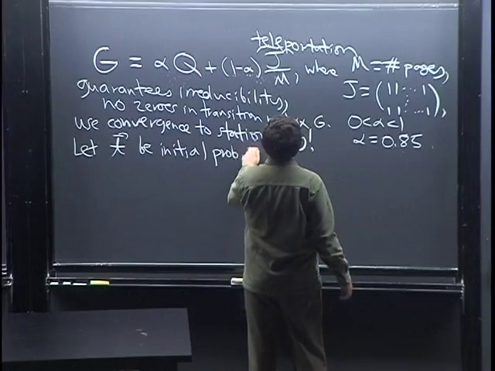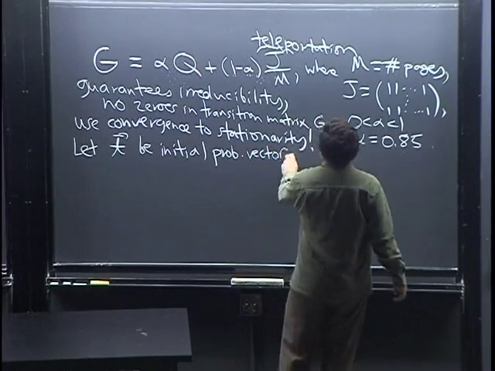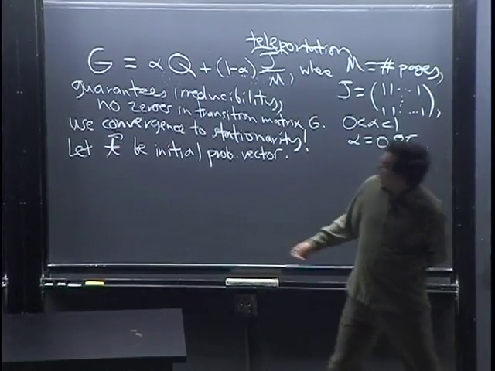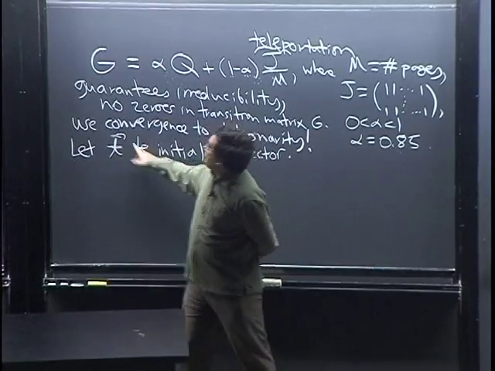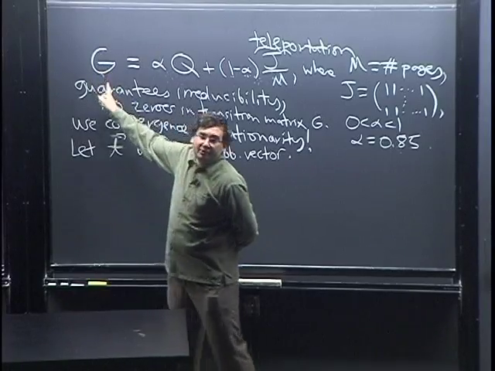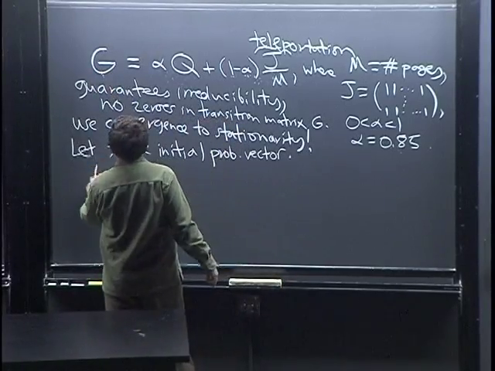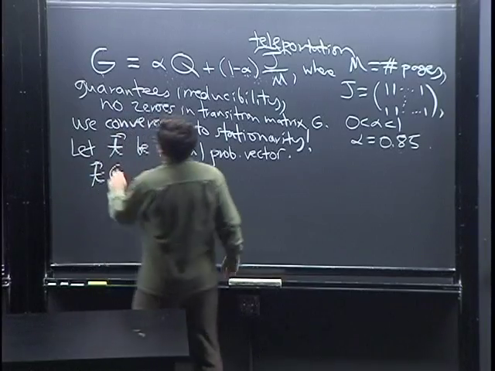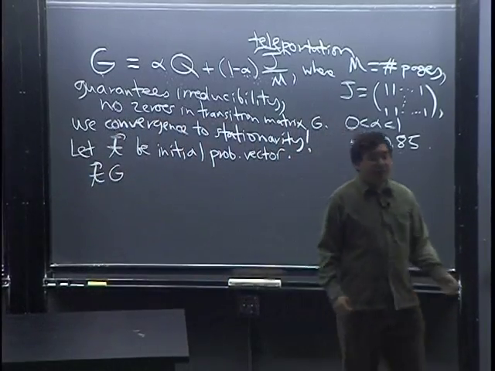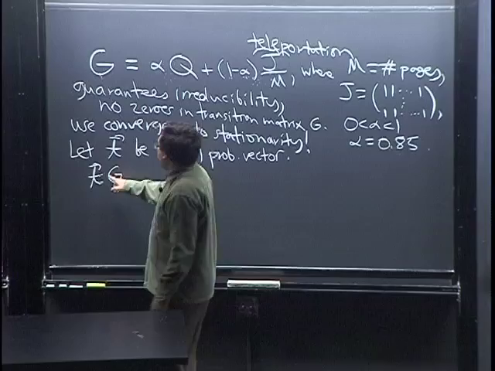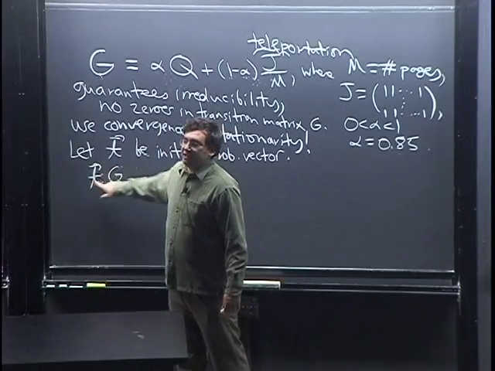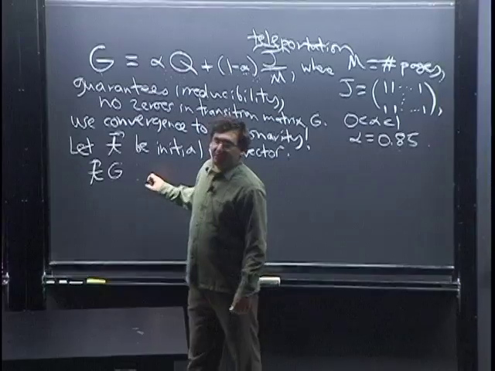So, initial probability vector. Okay. We proved before that if we want the probability distribution after one step, all we have to do is multiply on the right by G, right? So t times G is going to be the distribution after one step. We did that before. And then if we want the distribution after 2 steps, we multiply this by G, so we would get tG squared, tG cubed, and so on, right?